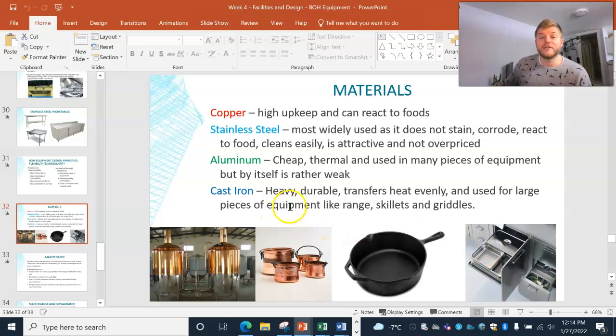And then there's cast iron, so it's heavy, it's durable, it transfers heat very evenly, and it can be used for large pieces of equipment. So like the flat top could be out of cast iron, right? Skillets, griddles, things like that. Usually not used in smaller pieces too often. Every family has maybe a cast iron pot or two, but they're very heavy. So as they get bigger, they should be stationary. They shouldn't be a huge pan like this, twice or three times the size, because it's just too heavy and it's going to be a safety issue.